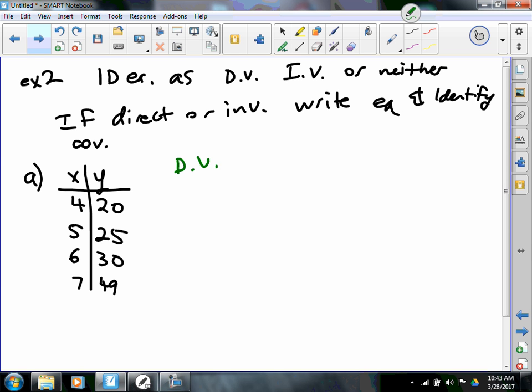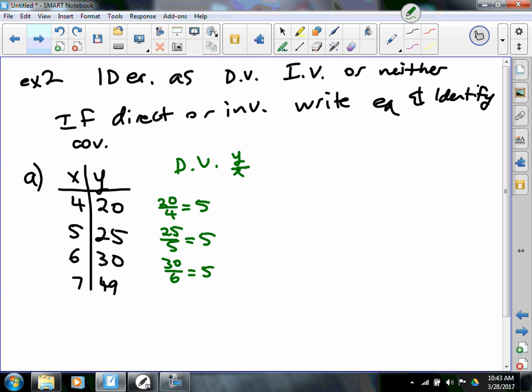Divide y by x. So we're going to divide y by x, and it has to equal the same thing, not once, not twice, every time. It has to equal the same thing every time. So 20 divided by 4 is how much? 5. And 25 divided by 5 is how much? 5 again. And 30 divided by 6 is how much?